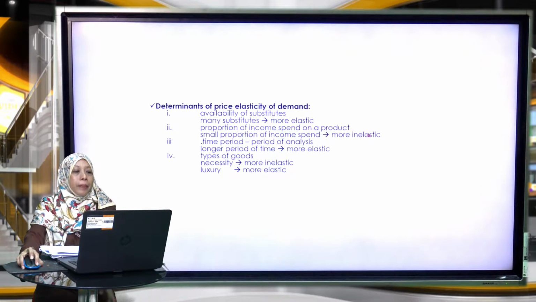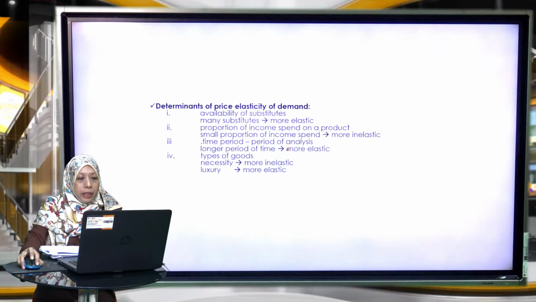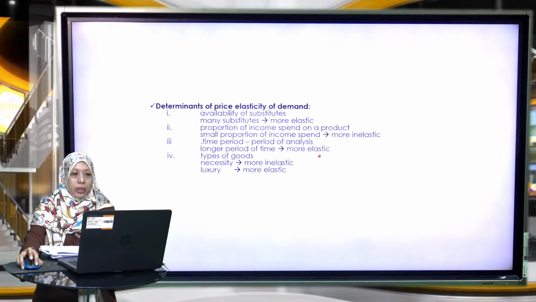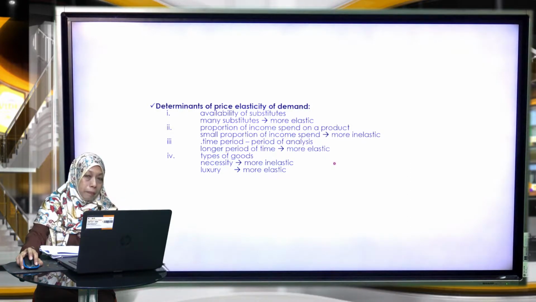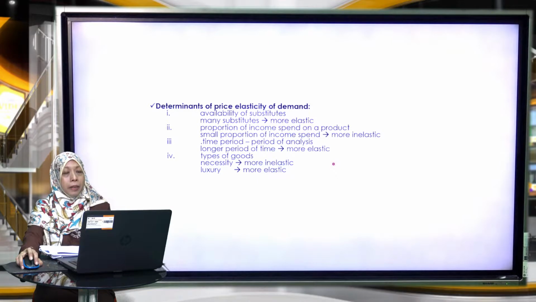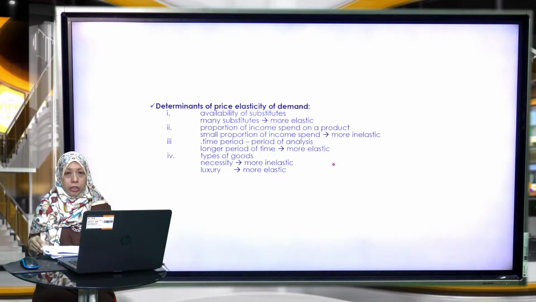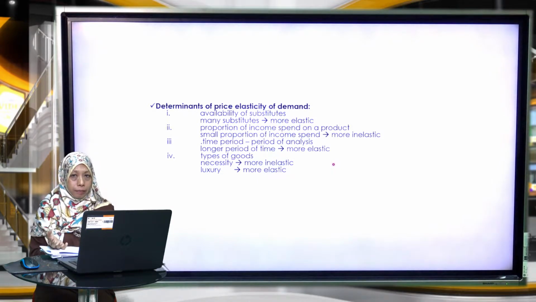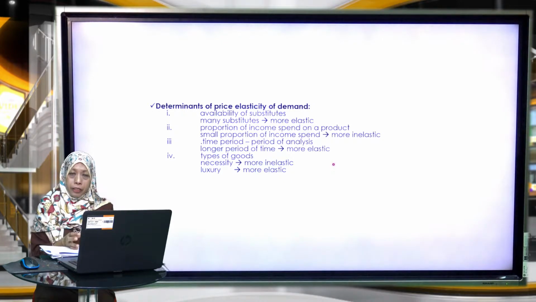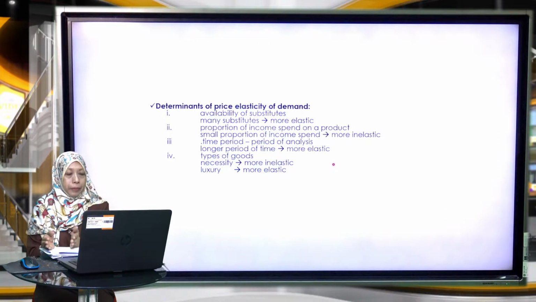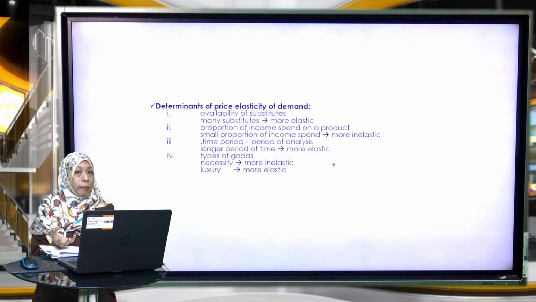The third one would be time period. Here we need to distinguish between short time period and long time period. If you take into consideration the change in price, the degree of elasticity would differ between short run and long run. We're going to use the same example of petrol.